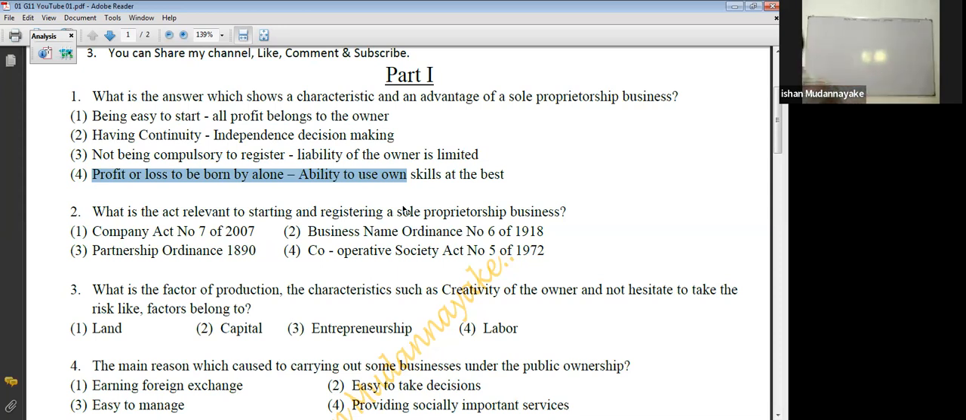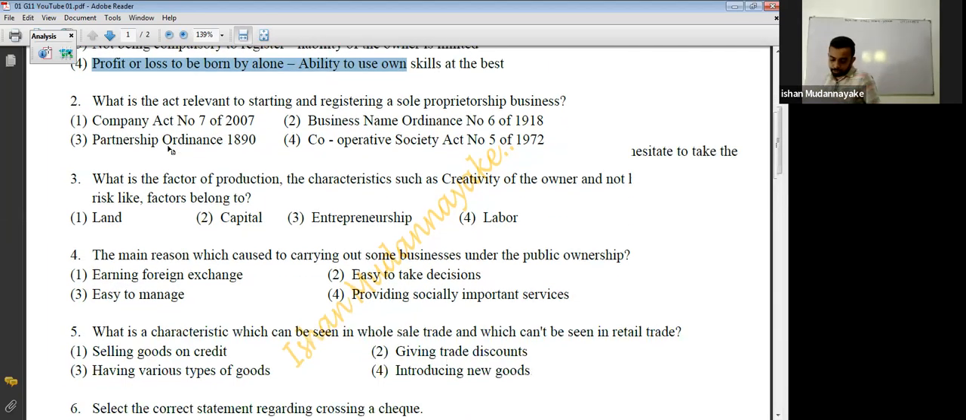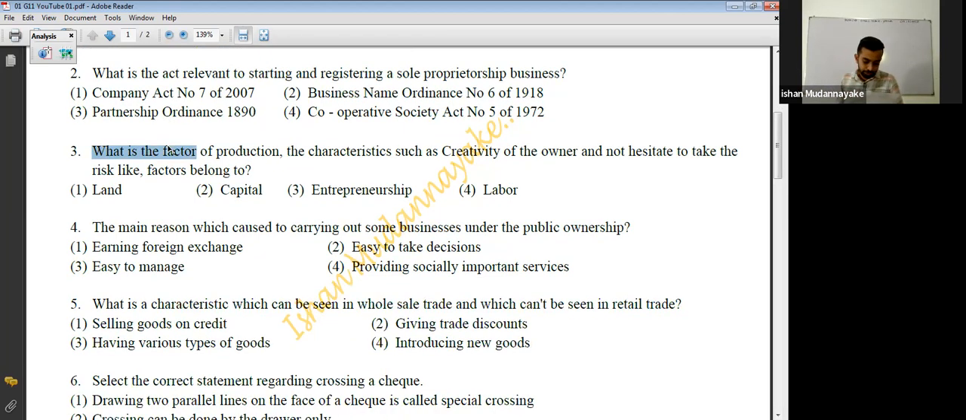Right. Look at question number 3. What are the factors of production? Characteristics such as creativity of the owner and not hesitating to take risks belong to some of the characteristics of an entrepreneur. Then what's the answer? The answer is the third one, entrepreneurship.